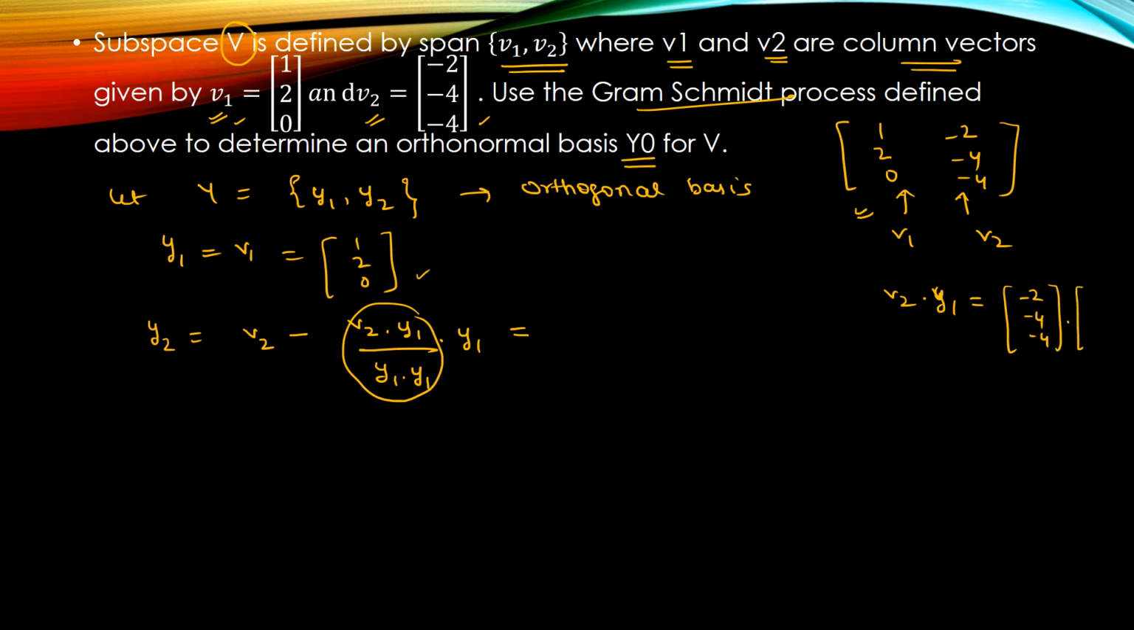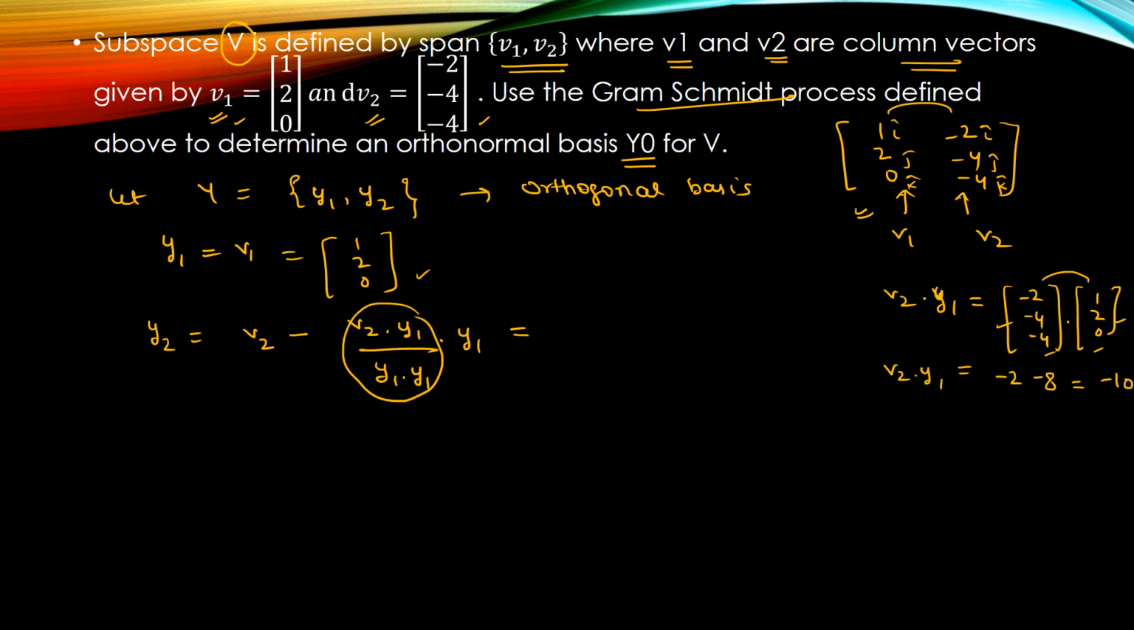(1, 2, 0). So if you do the dot product, it is like this is i cap, j cap, k cap. In the inner product, what do you do? i dot i is 1, so simply multiply these two. Minus 2 times 1 is minus 2, plus minus 4 times 2 is minus 8, and minus 4 times 0 is 0. So it is minus 10. So v2 dot y1 is this.